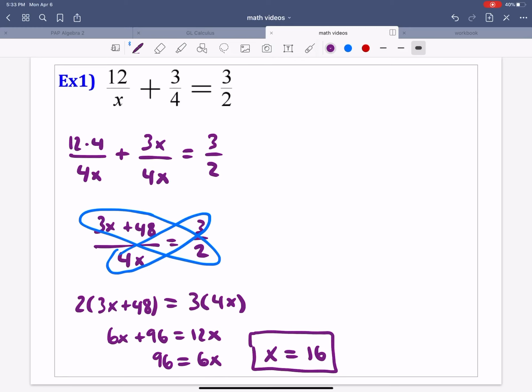Follow our steps. One fraction equals one fraction. You should then plug that back in for x back up here and just make sure that it works. You'll have a calculator to help you with some of the fraction operations if need be. That should go quickly, and you should see that x equals 16 works no problem, okay?